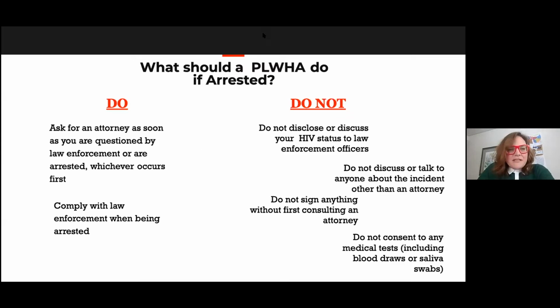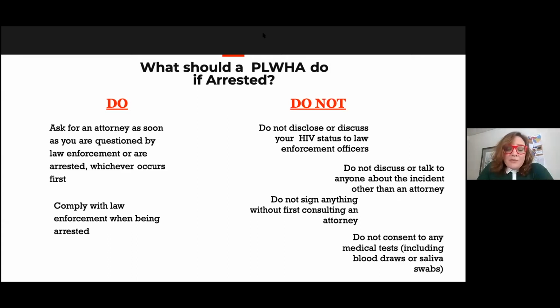And here, on the slide, you can see my general do's and don'ts if you're ever faced and held up by law enforcement. Do ask for an attorney. You have a right to an attorney. Ask for an attorney as soon as you can. And generally comply with law enforcement when being arrested. This kind of goes back to the harassment with bodily fluids.